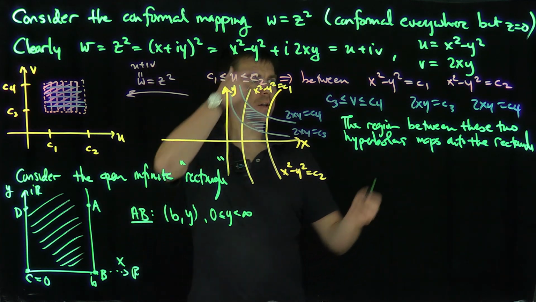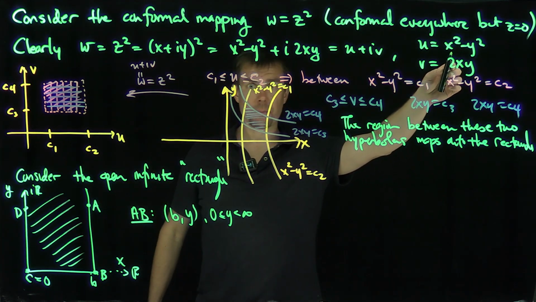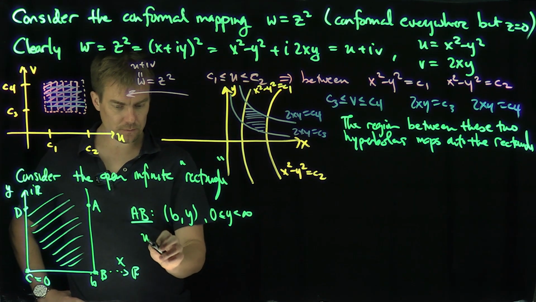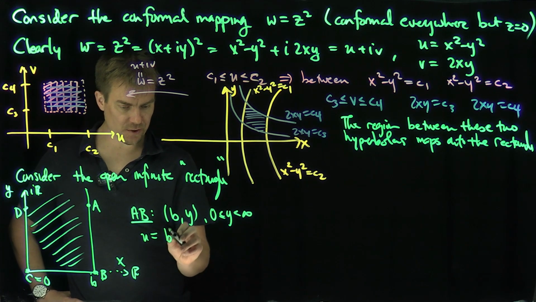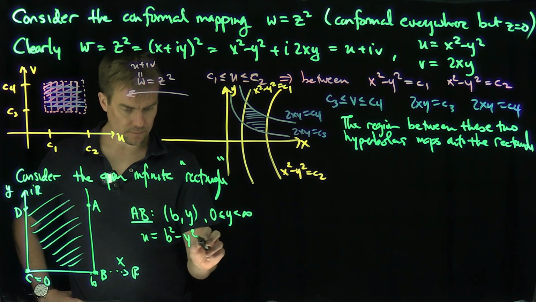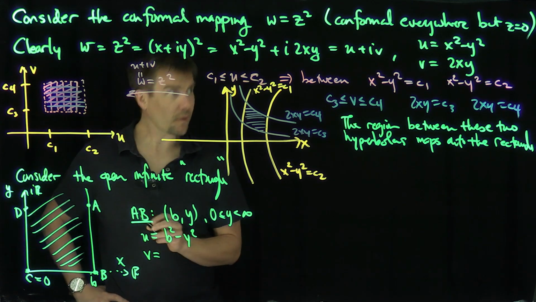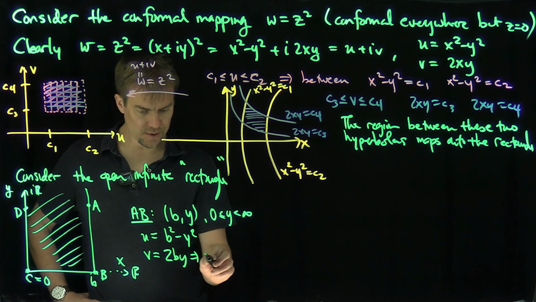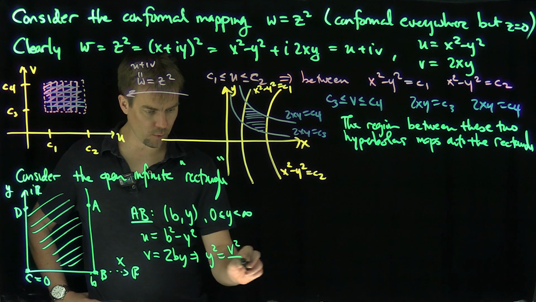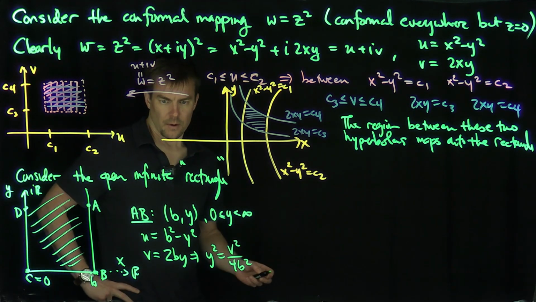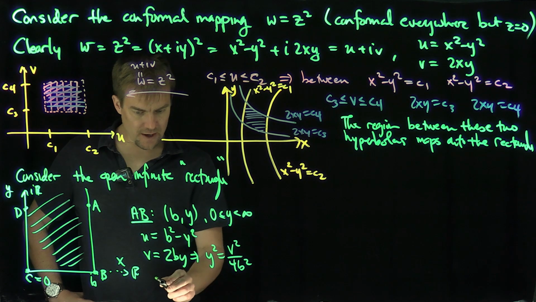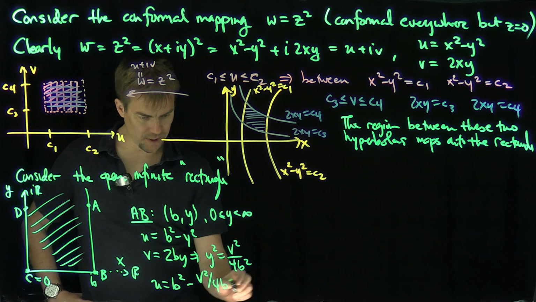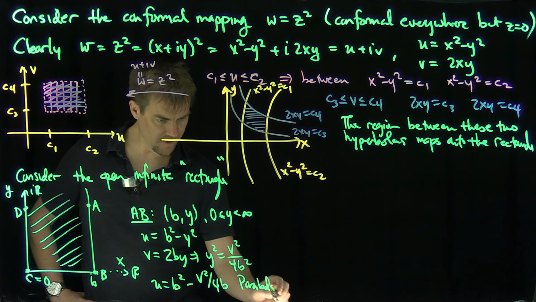Where does that get mapped to? So let's look at our curve over here. My x is equal to b, and my y is equal to y, right? So we have what curve? We have our u is equal to b squared minus y squared. And our v is equal to 2by. And so that says that y squared is really v squared over 4b squared. Okay? And I can plug that in and solve, right? So now I have u is equal to b squared minus v squared over 4b squared. And this, of course, is a parabola in the UV space.